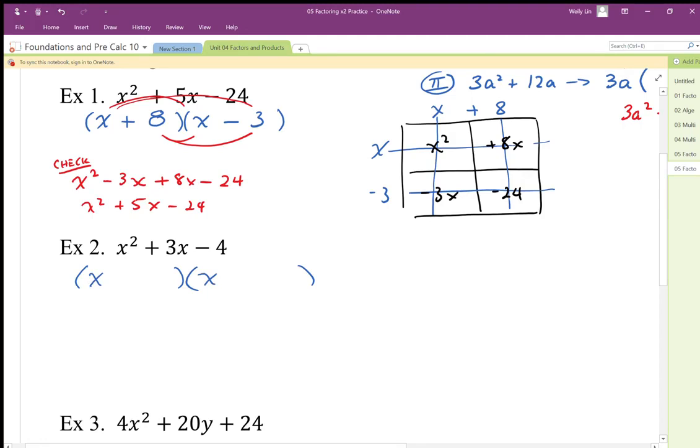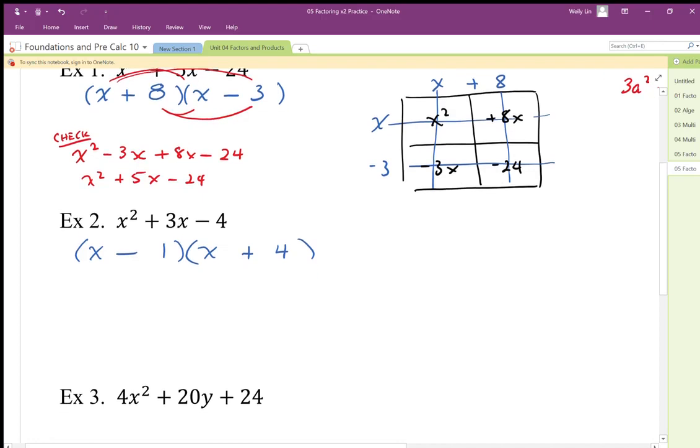Well, two numbers that multiply to 4 are going to be 1 and 4. So if I have +4 minus 1, that should work. Okay? And again, if I'm not sure, I check it. I test it by multiplication. Okay, factoring is unmultiplying, so multiplying should get us back to where we started. So it's going to be +4x minus x. That gives me my +3x. -1 times +4 gives me my -4 ones. Okay.